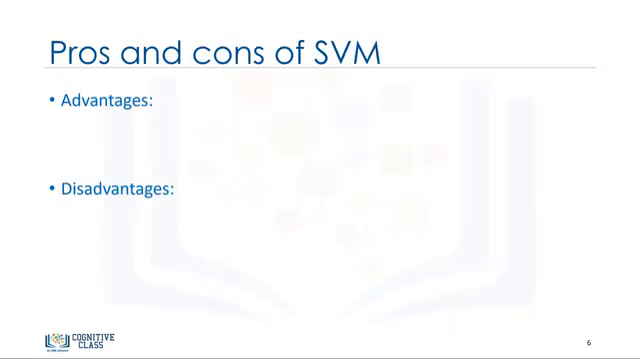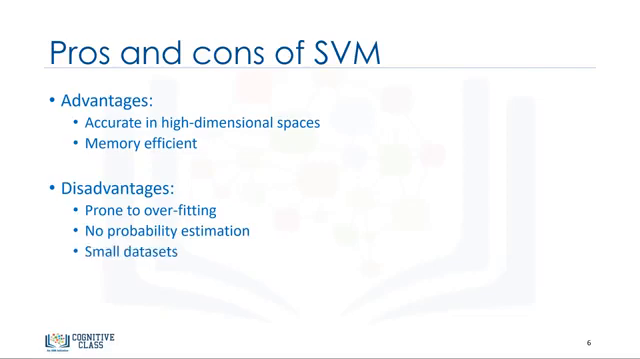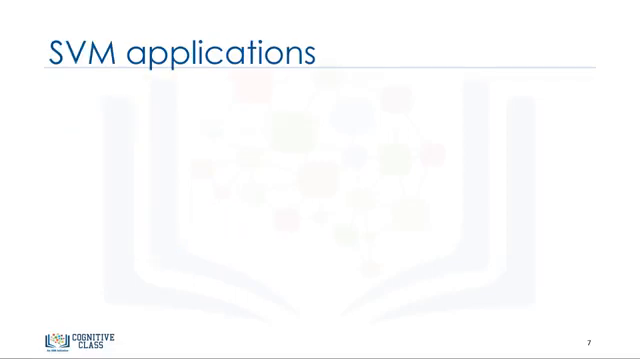The two main advantages of support vector machines are that they're accurate in high-dimensional spaces, and they use a subset of training points in the decision function, called support vectors, so it's also memory efficient. The disadvantages include the fact that the algorithm is prone to overfitting if the number of features is much greater than the number of samples. Also, SVMs do not directly provide probability estimates, which are desirable in most classification problems. And finally, SVMs are not very efficient computationally if your dataset is very big, such as when you have more than 1,000 rows. And now our final question is, in which situation should I use SVM?